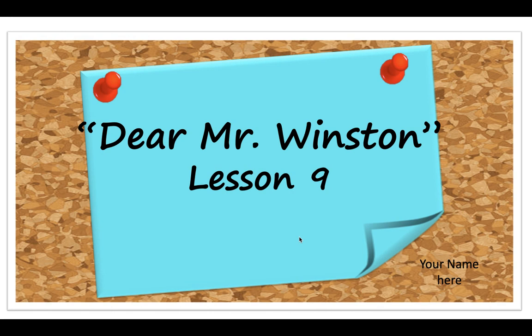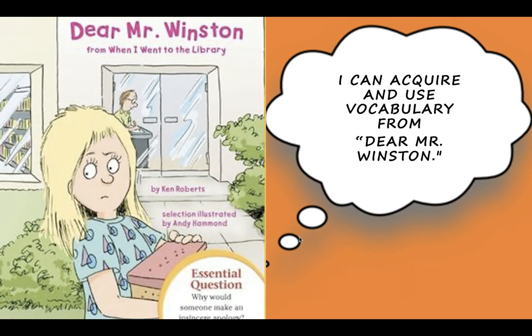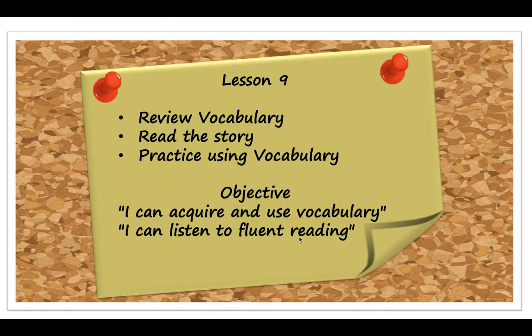All right, so Dear Mr. Winston, Lesson 9. I can listen, read, connect, and fluently read Dear Mr. Winston. I can acquire and use vocabulary from Dear Mr. Winston. So we'll review the vocab, read the story, practice using the vocabulary, and there's those objectives again. I can acquire and use vocabulary. I can listen to fluent reading.